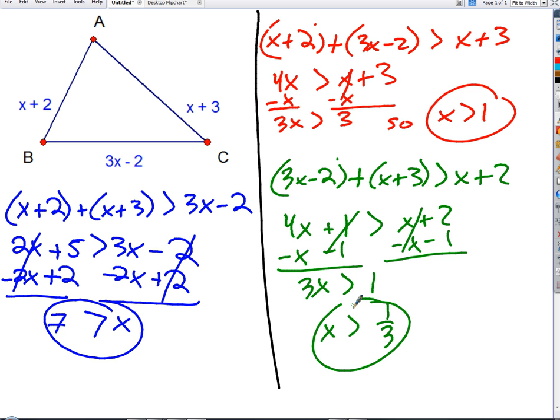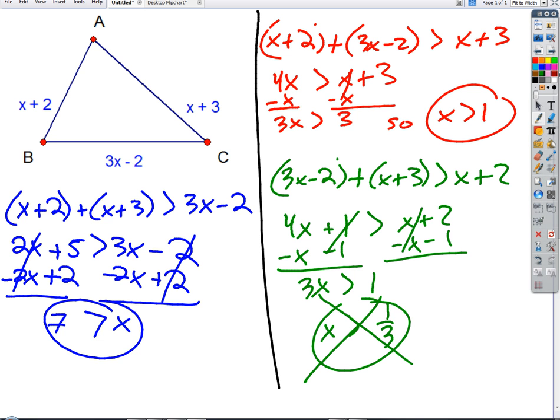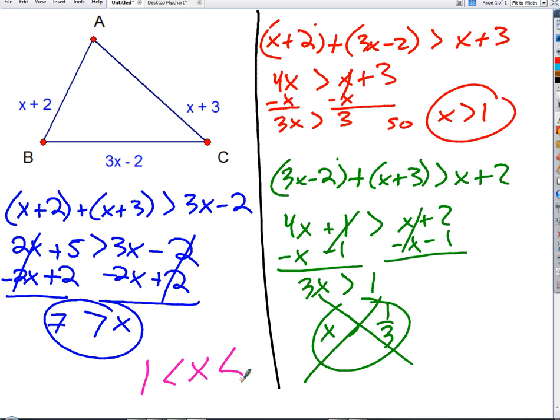Yeah, x is greater than 1, right? When x is greater than 1, x is obviously also greater than 1/3. But when x is greater than 1/3, it's not necessarily greater than 1. For example, 2/3, right? So I'll throw this guy out, and I'll just keep those two, because those are the ones that always work. So when I combine them, I just get the single answer. X is greater than 1 and less than 7. So those are the values that work between 1 and 7. Those are the values of x that could make that triangle actually work.